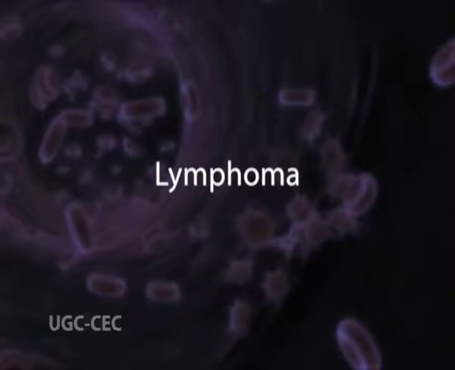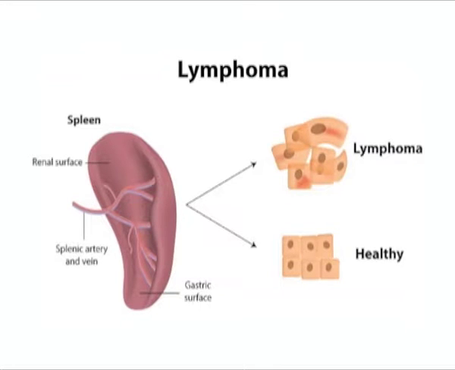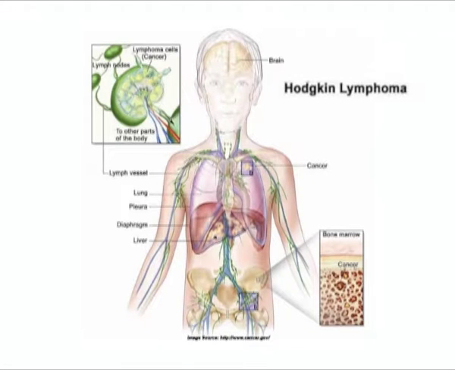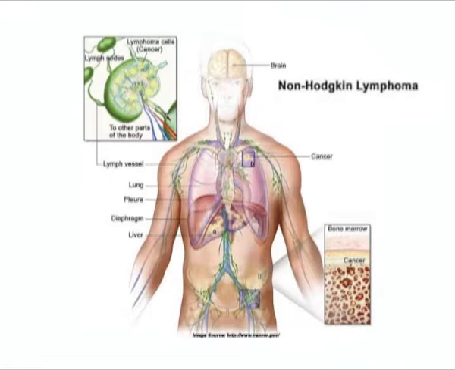Lymphoma. It is a form of blood cancer that develops in the lymph system where white blood cells become malignant, multiply and spread abnormally. Hodgkin lymphoma and non-Hodgkin's lymphoma are the two major groups of lymphoma. Treatment with chemotherapy and or radiation can often extend life with lymphoma and sometimes cure it.